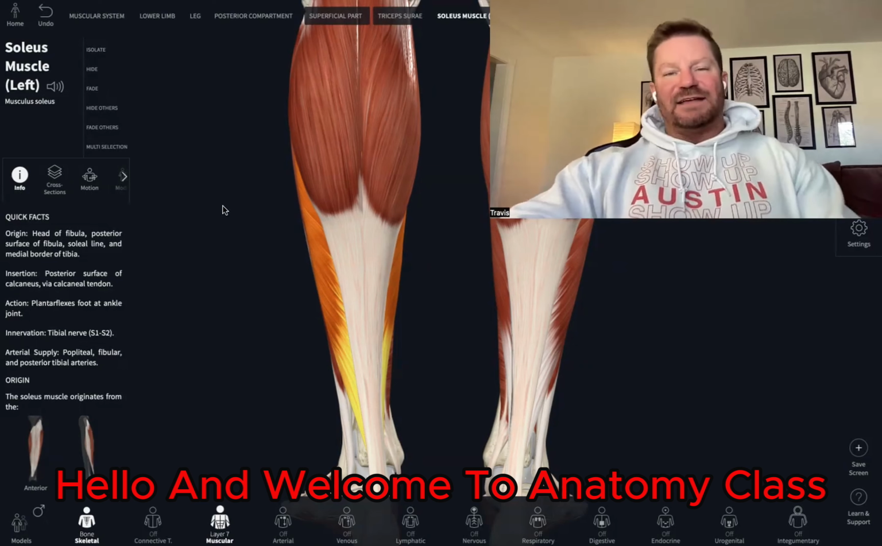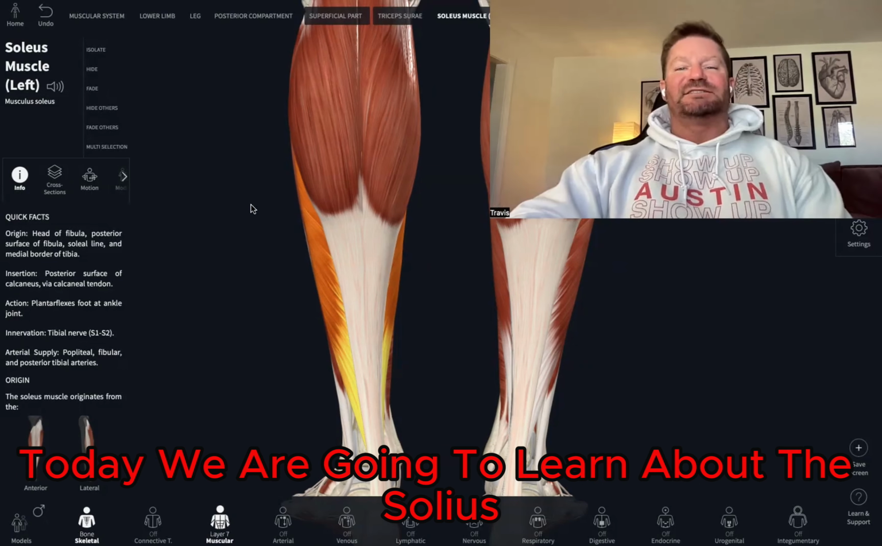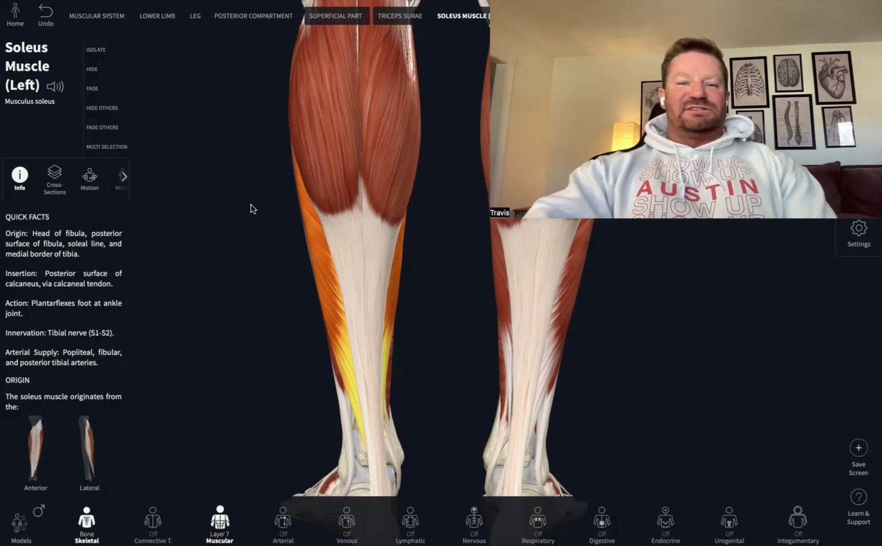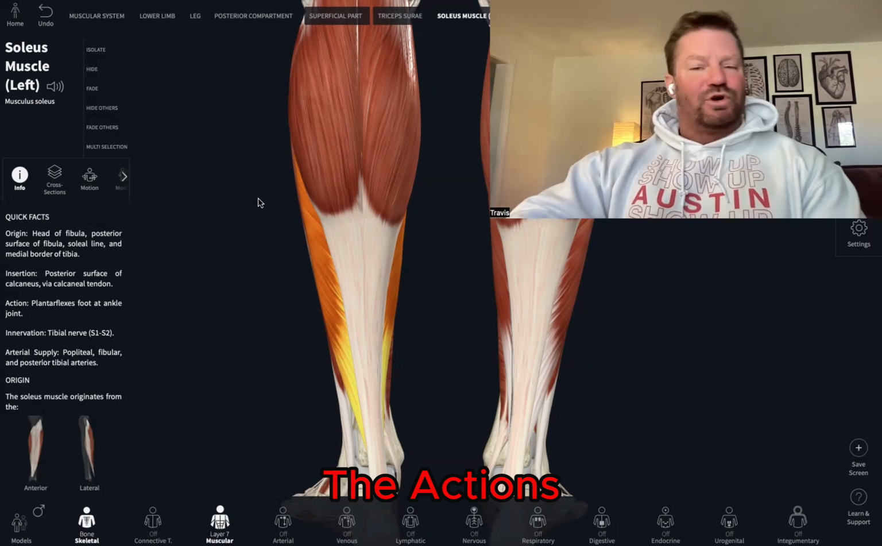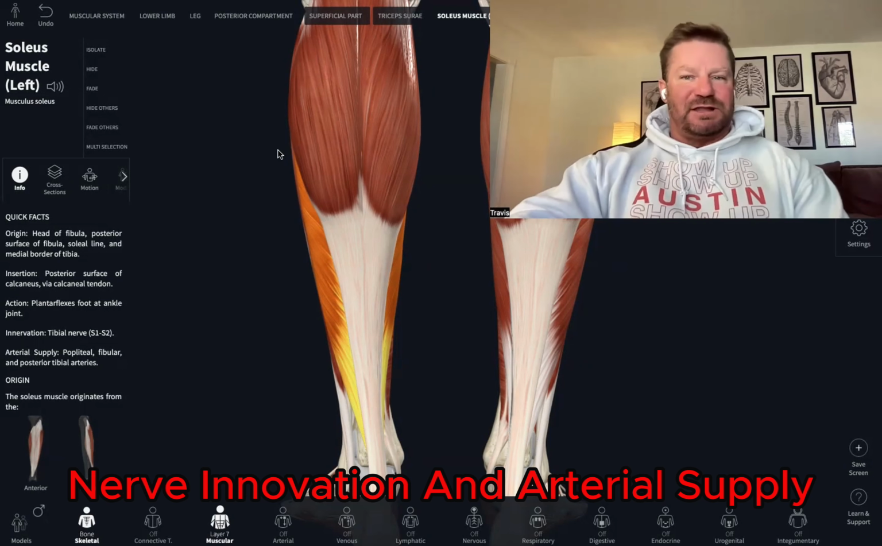And welcome to anatomy class. Today we are going to learn about the soleus. You're going to learn the origin, the insertion, the actions, nerve innervation, and arterial supply. Stay tuned to figure it all out.